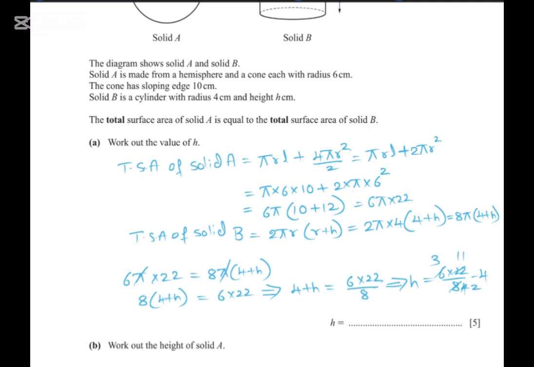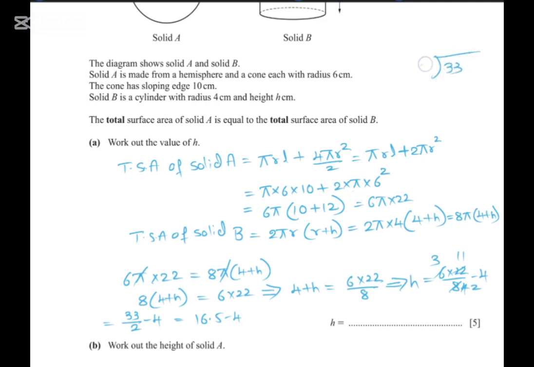So it is 33. 3 into 11 is 33 by 2 minus 4. So 33 by 2 is, okay, 33 by 2 will be 16.5. So 16.5 minus 4. You can divide and check, students.